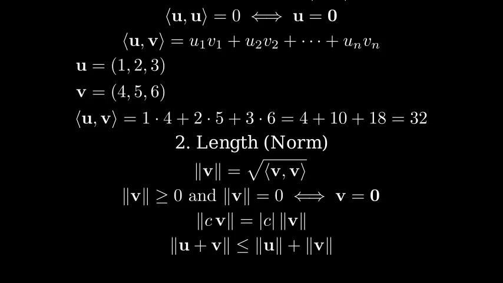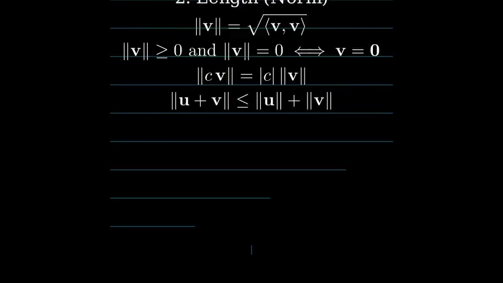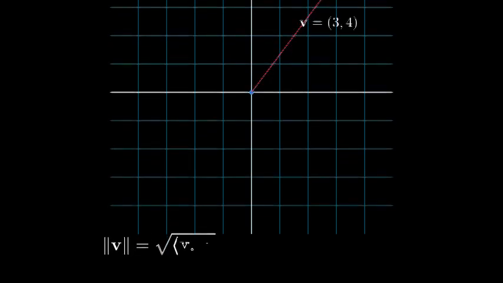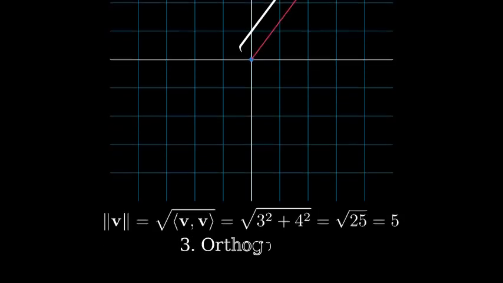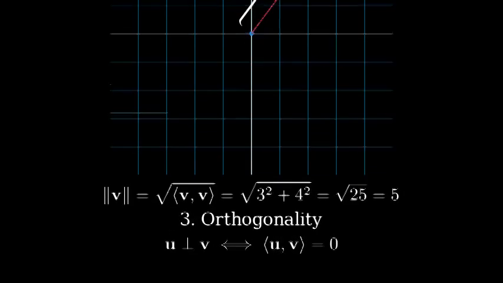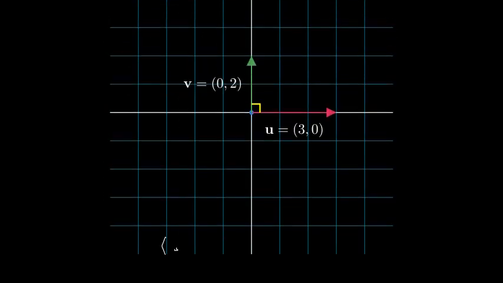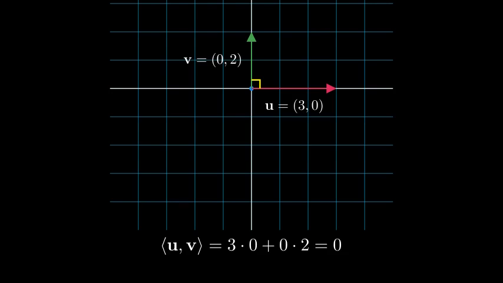Let's visualize the norm in R2. The norm of a vector is simply its length in the usual geometric sense. For example, the norm of the vector (3, 4) is the square root of 3 squared plus 4 squared, which equals 5. Now, let's discuss orthogonality. Two vectors are orthogonal if their inner product equals 0. Geometrically, this means they're perpendicular to each other, forming a 90-degree angle.